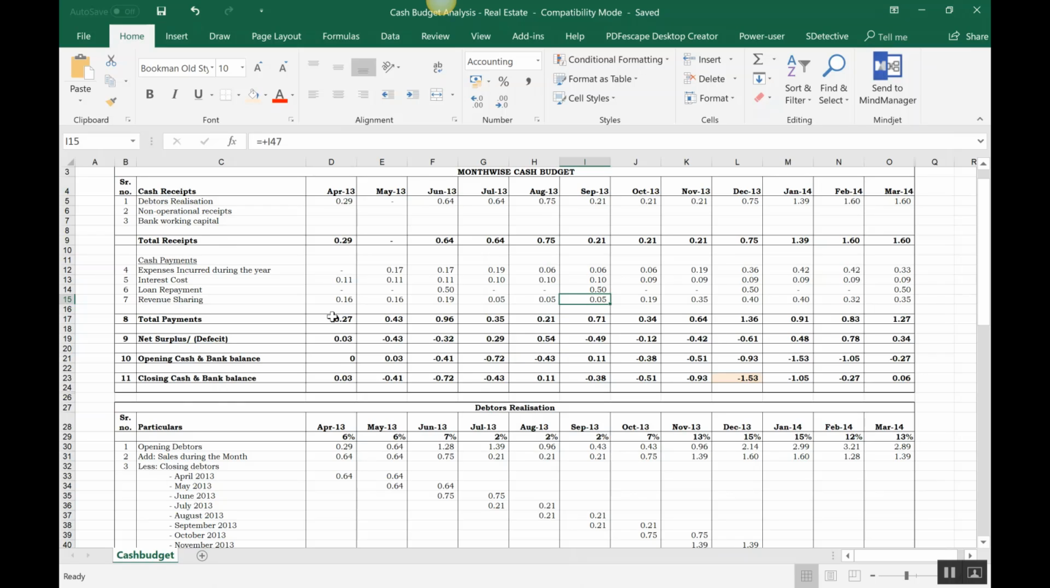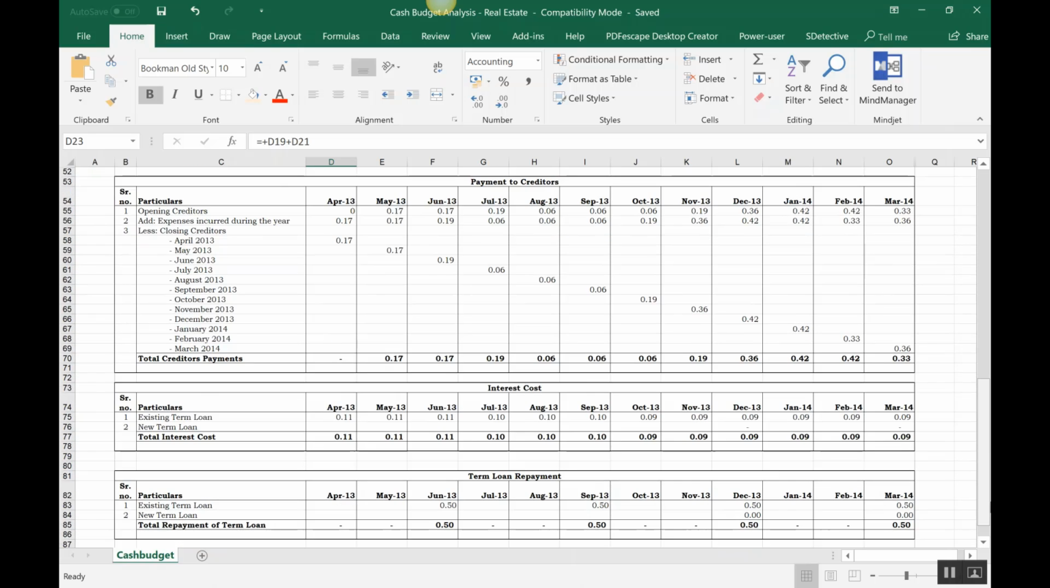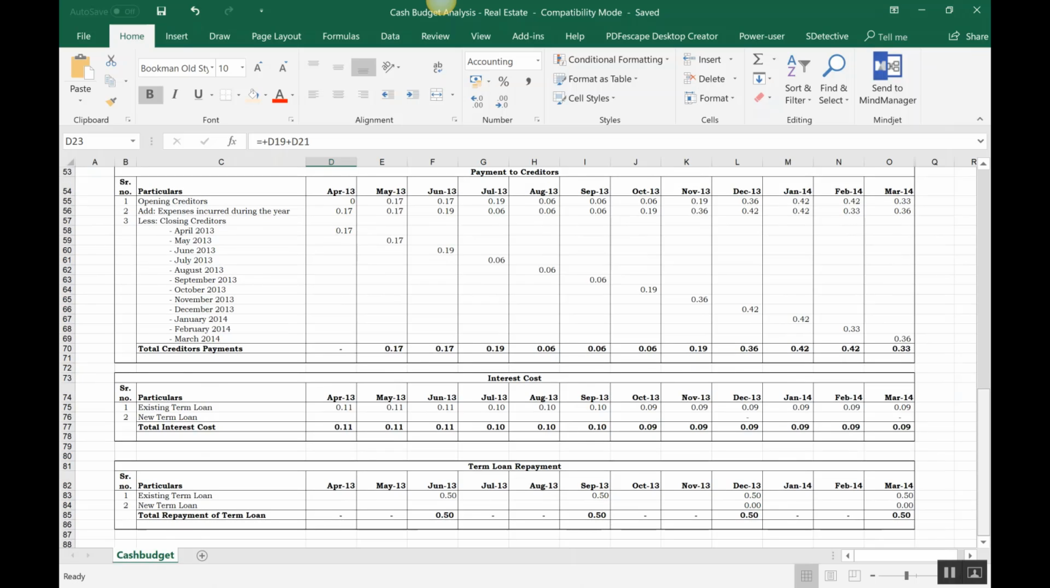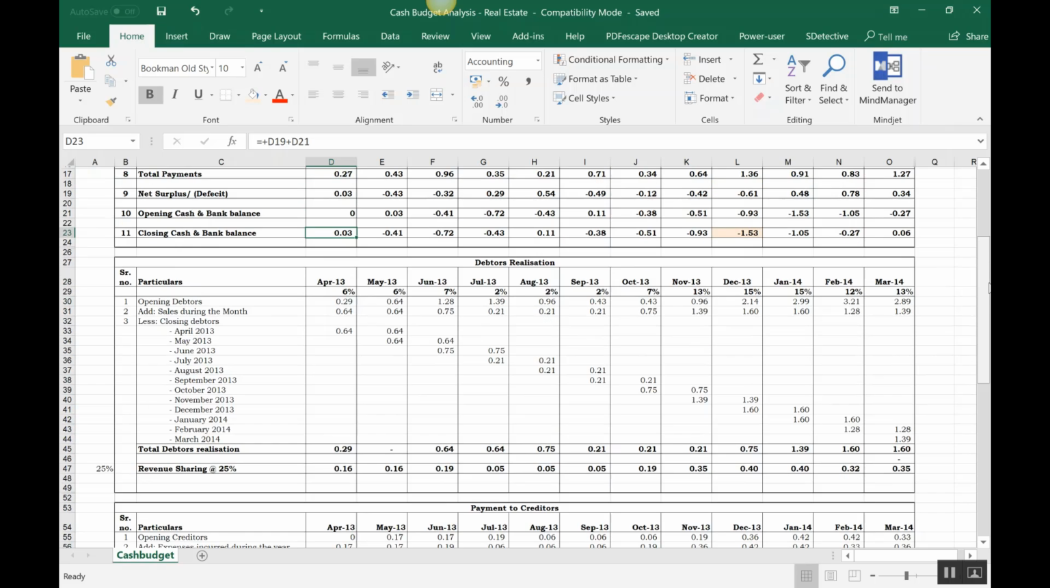So this really frames the total payments part of it, and the difference takes us to the net surplus or deficit. When we adjust it with the opening cash and bank balance, we get to the figure of closing cash and bank balance. Over here we see that the company is at its highest negative, minus 1.53, in December 13, right? So this is something which we get to see out here. As we see, the term loan payment we have seen above is paid every quarter, so that is also taken in the computation.